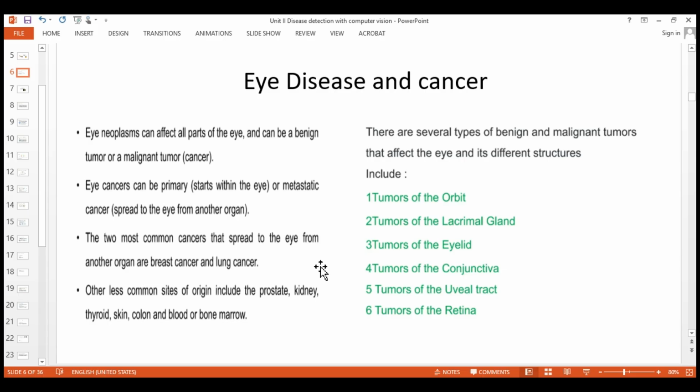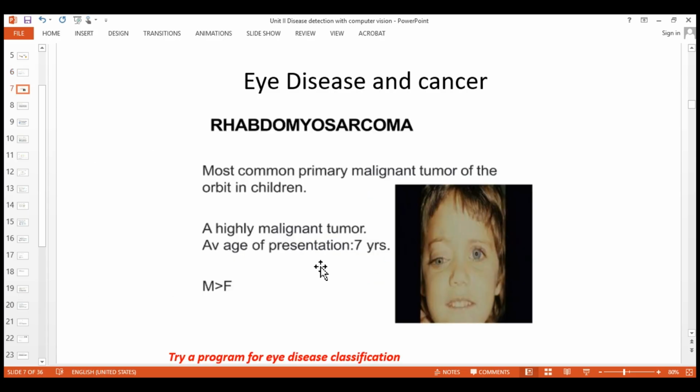As already discussed, eye cancer can be on the orbit. The tumor can be in the lacrimal gland, on the eyelid, or in the retina too. Here we have one more case of eye disease and cancer. It is presented by a small child of 7 years old. It is most common in small children.